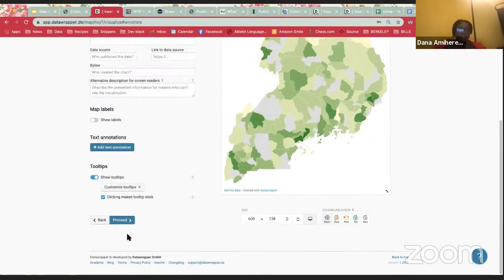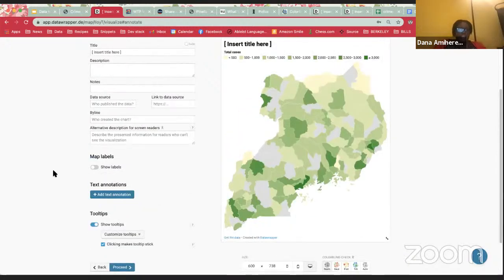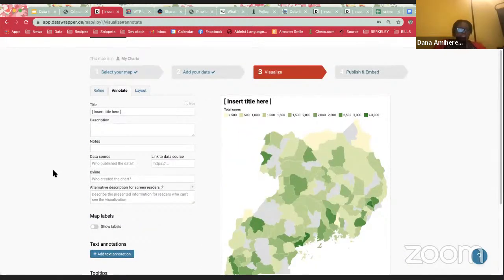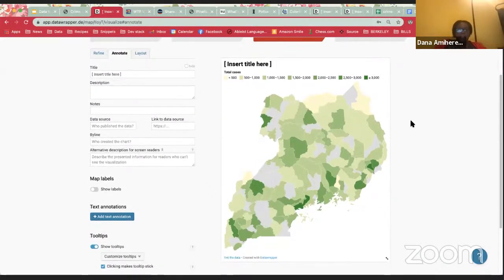All right, so we're going to click proceed. Okay, so now we get to add in some information here. We need a title, we need a description. So for this, we're actually going to go back to our data for a second. We need to figure out what we're going to write about this. We need to figure out what our high point is here.